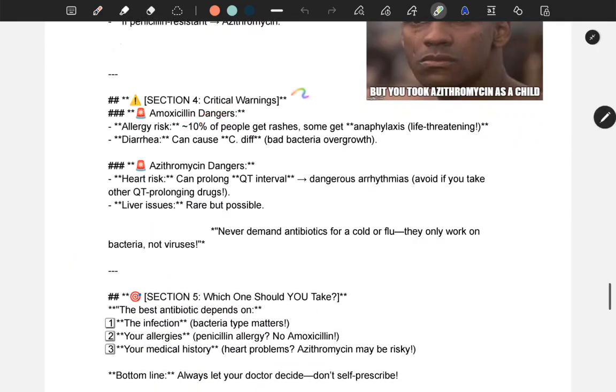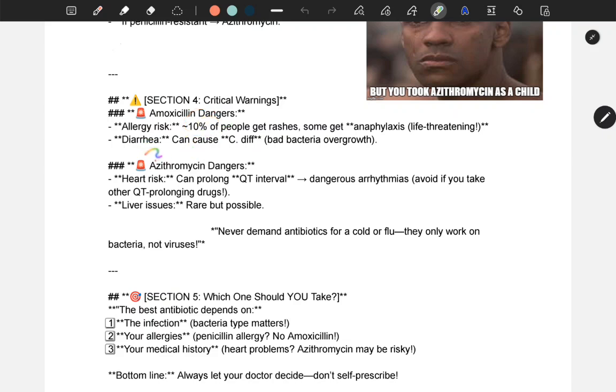So we see the risks, allergic risk. With amoxicillin, people have some risk of developing allergies like rashes and anaphylaxis, but it is very low, 10%. I think it's still a very huge number. I think it's less than 10%.